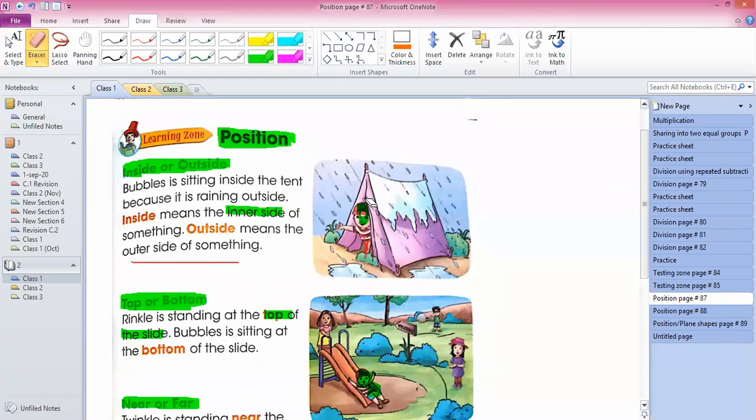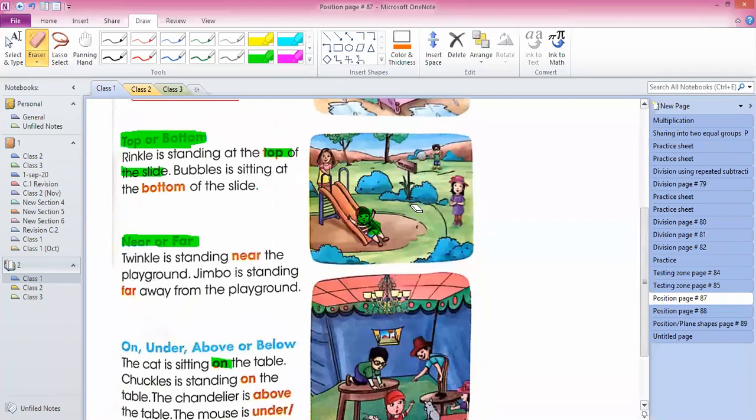Inside means the inner side of something, and outside means the outer side of something, like this boy is inside and it's raining outside. Top or bottom: when someone is on the upper side, you will say it's on the top, like this one is on the top and he is on the bottom.